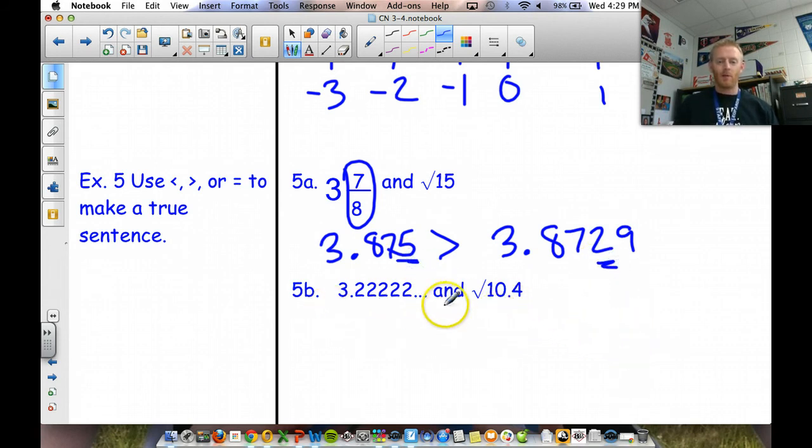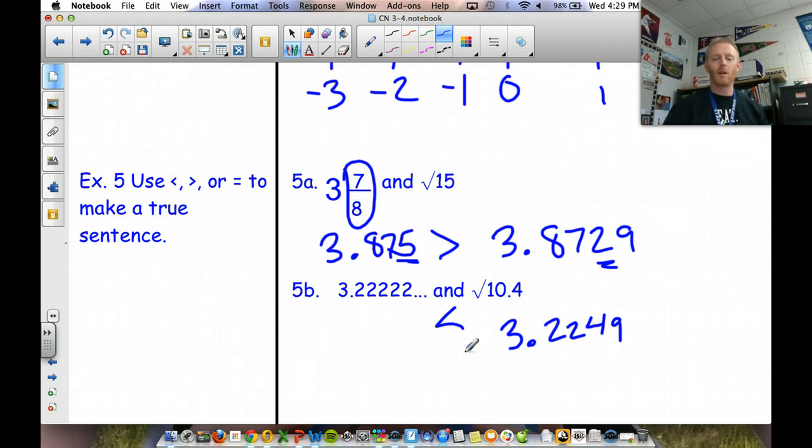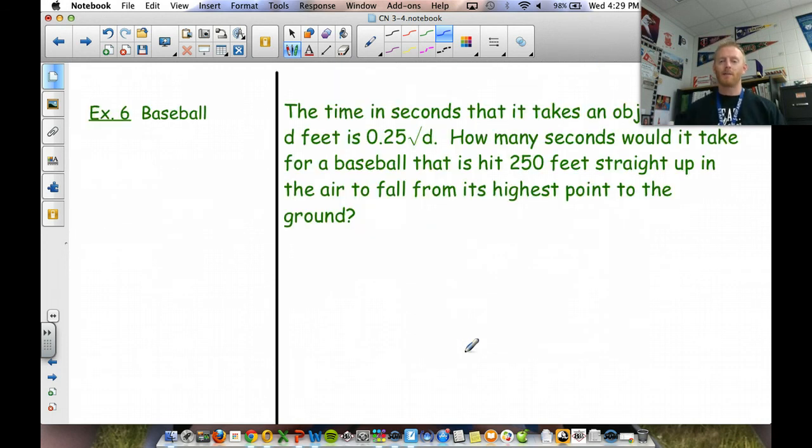Now, same thing's going to happen over here. We're going to have to check our calculators. The square root of 10.4 is 3.2249, which means that the square root of 10.4 is larger than 3.222 repeating. Alright, same type of process here, folks.